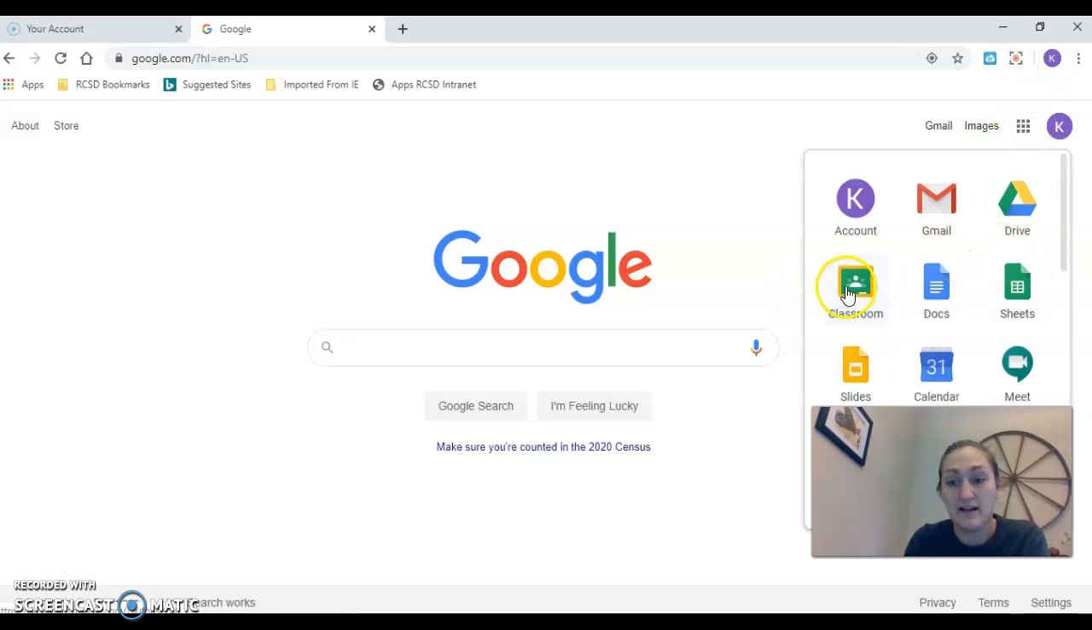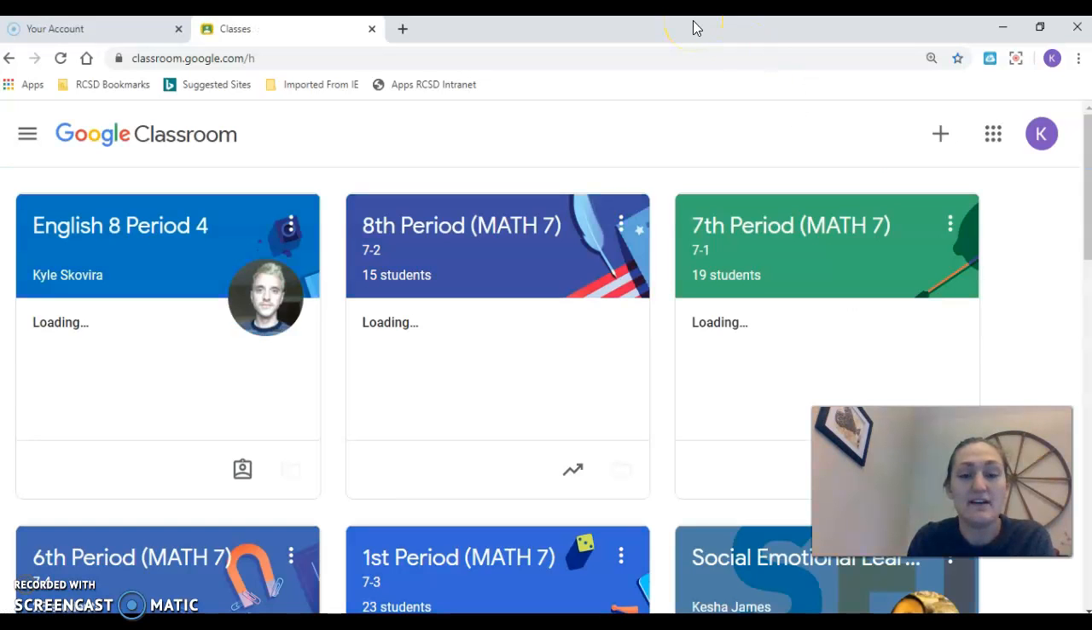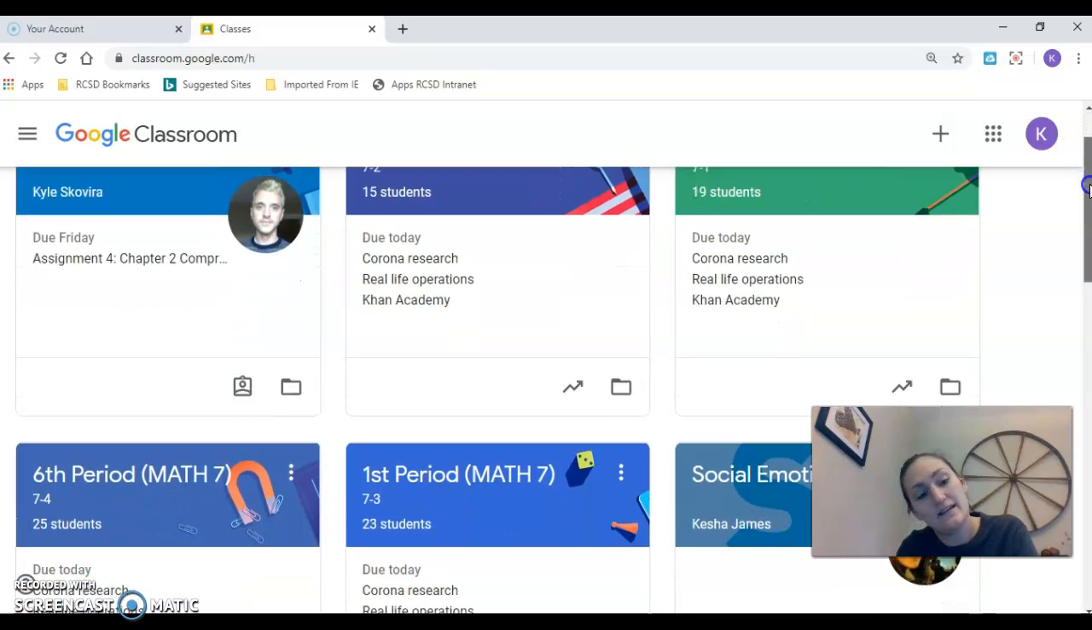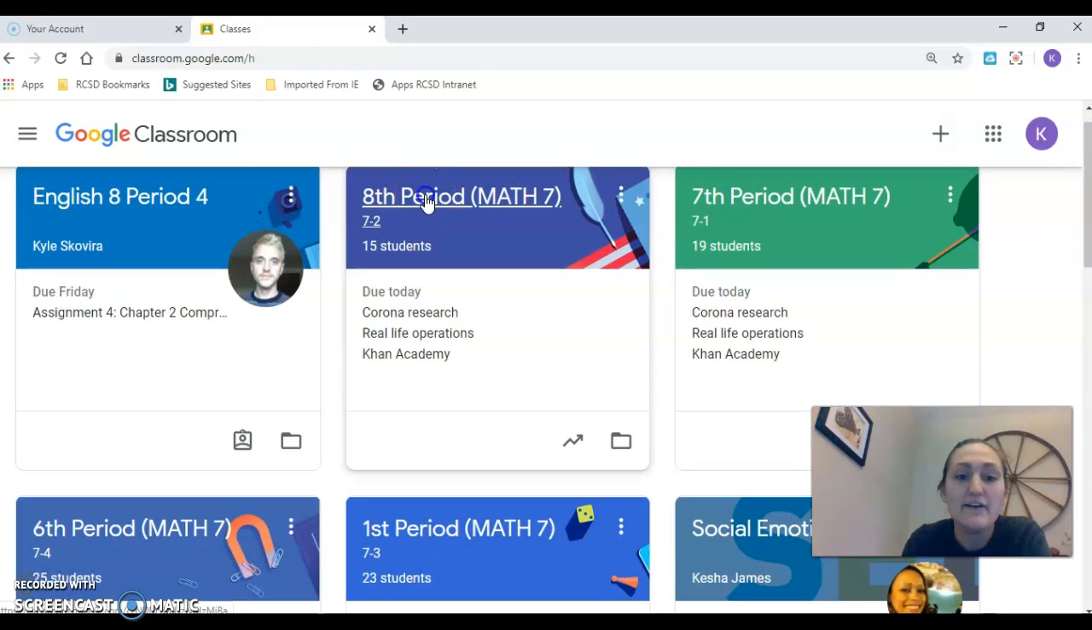So then I'm going to go to classroom. And then when I'm in here, I'm going to look for my math class. So I am in 7-2, so my math is 8th period right here in front of me.